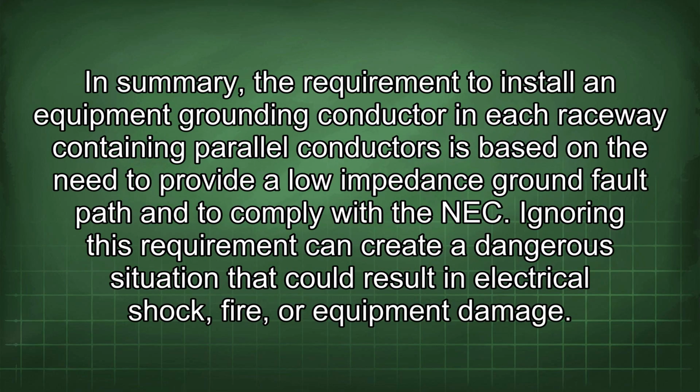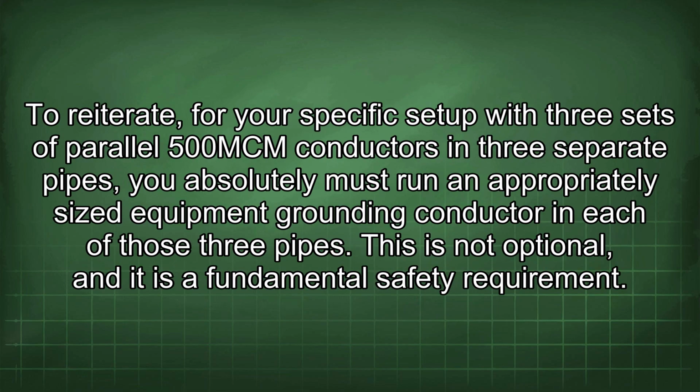In summary, the requirement to install an equipment grounding conductor in each raceway containing parallel conductors is based on the need to provide a low impedance ground fault path and to comply with the NEC. Ignoring this requirement can create a dangerous situation that could result in electrical shock, fire, or equipment damage. To reiterate, for your specific setup with three sets of parallel 500 mcm conductors in three separate pipes, you absolutely must run an appropriately sized equipment grounding conductor in each of those three pipes. This is not optional and it is a fundamental safety requirement.